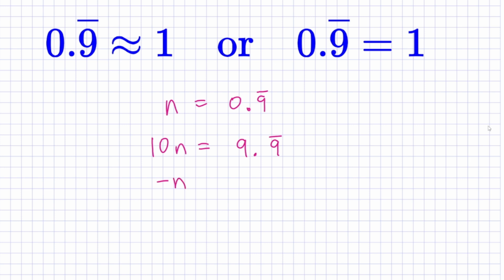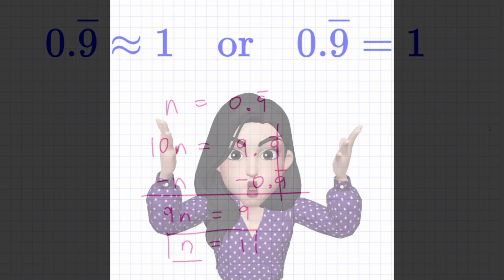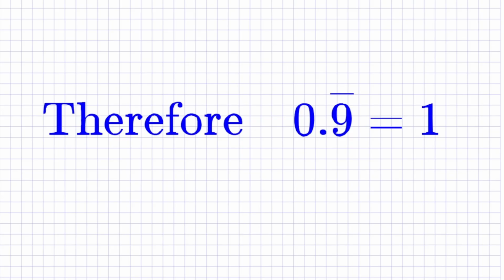I'll subtract n from the left, but I'll subtract 0.9 repeating from the right side. Remember that n and 0.9 repeating are equivalent. And I'll get 9n equals, we get just 9. So 9n equals 9, which suggests that n equals 1. Not close to 1, but exactly 1. Therefore, 0.9 repeating is exactly 1.